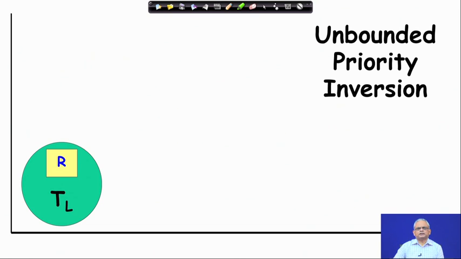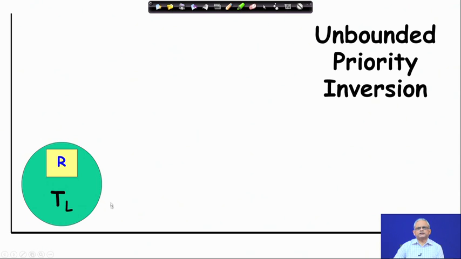This is another example to explain what is really unbounded priority inversion, because this is an important problem in real time applications. Many applications in the past have failed because they could not take care of the unbounded priority inversion problem adequately. So, here a low priority task TL is holding a non-preemptable resource R. So, TL is in its critical section executing and using the non-preemptable resource R.